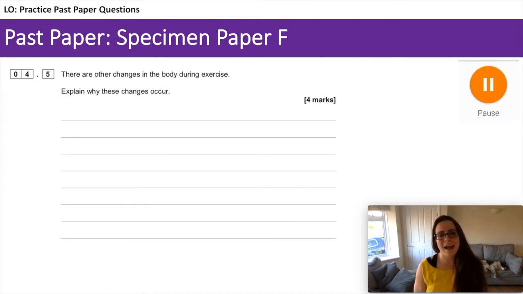So, there are other changes in the body during exercise. Explain why these changes occur. What a nice question. Okay, we've talked about a couple of these. We've talked about heart rate increasing, breathing rate increasing, breathing depth increasing. Why does the heart rate need to increase? Why does breathing depth and rate need to increase? But there are other changes as well. Think about what happens when you exercise.